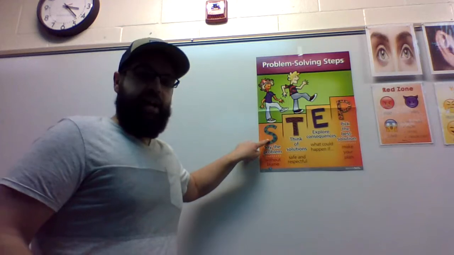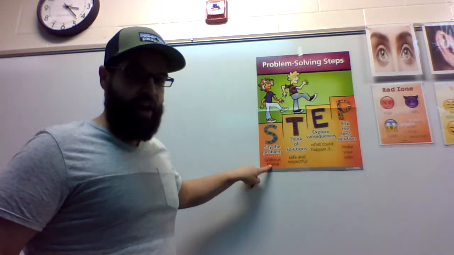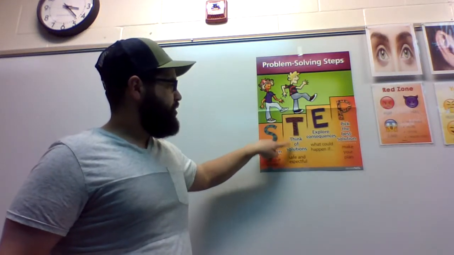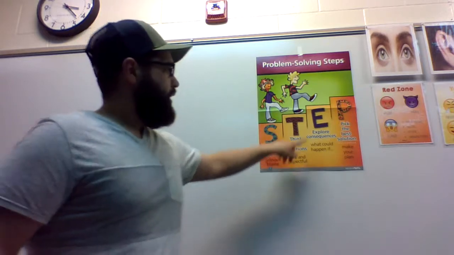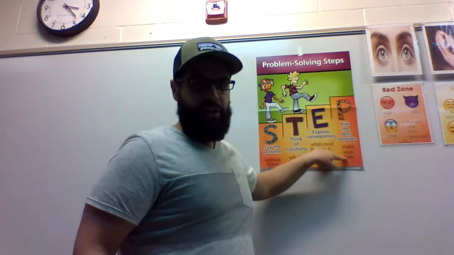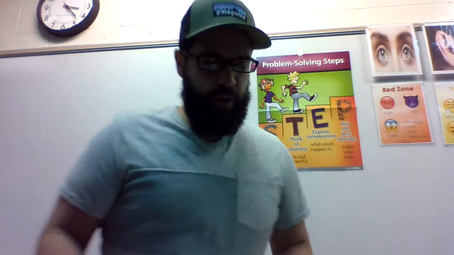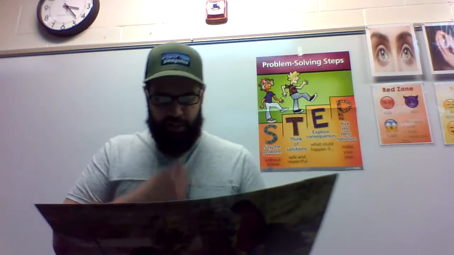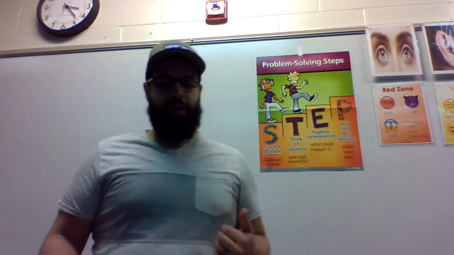So again, S, say the problem without blame. Think of solutions that are safe and respectful. Explore consequences, what could happen if, and pick the best solution and make a plan, okay? So, using the first step, what is Sita's problem? Pause the video and think and discuss, and then come back and we'll talk about it.